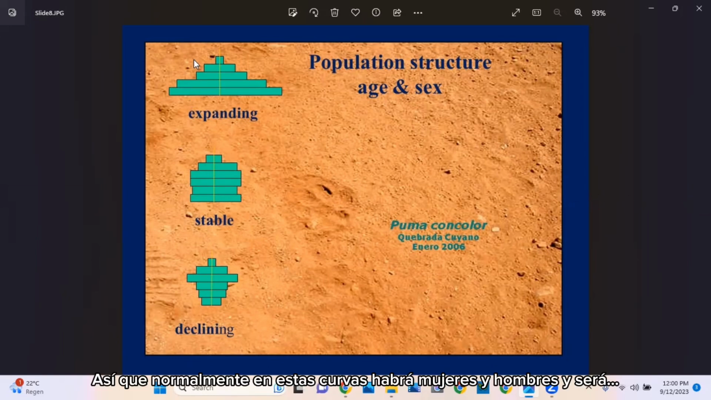So normally on these curves, we'll have female and male, and I'm not sure which side is which usually, but what we have here is an expanding population. It's in the shape of a pyramid. So there's a lot more young. These are the young ones, and it goes up in age, and these are the old people. So there's a lot more being born than dying, and that's an expanding population. Here we have a stable population. It looks more squarish. You have about the same amount in the lower age groups as you do in the higher age groups. And then in a declining population, you're going to see a lot less young than old. And so that would be a declining population.